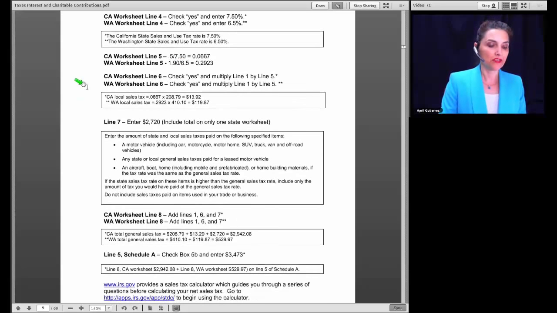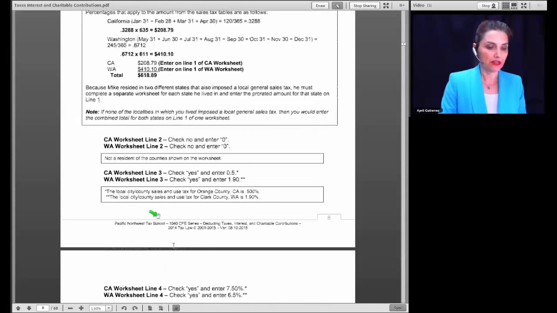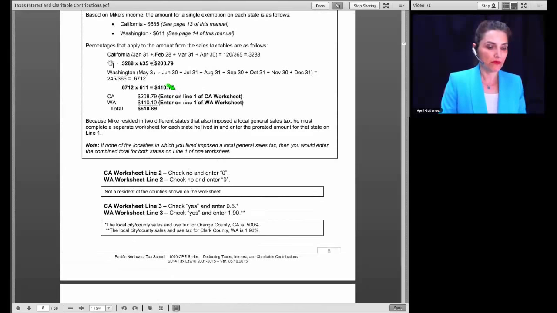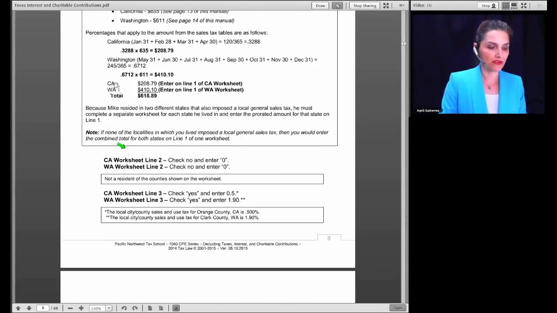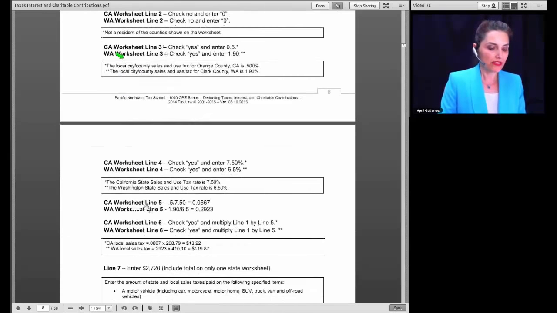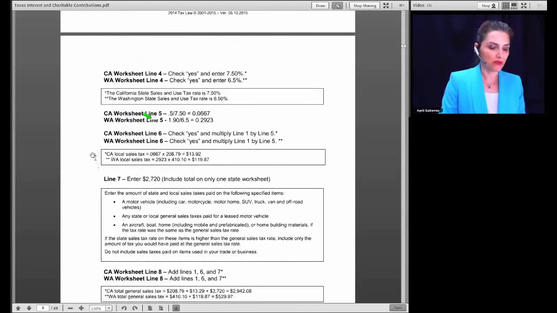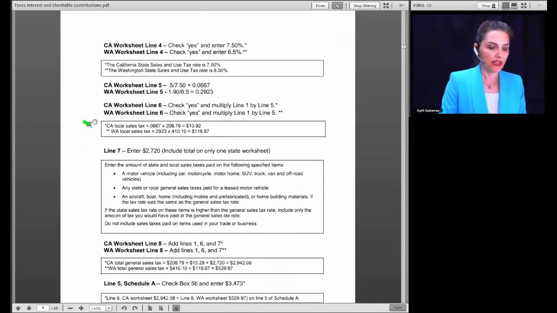The next step is to take these percentages for each local rate and multiply those by the total amount of sales tax deduction for the state. So if you remember up here, in this step, we came up with $208.79 for the time spent in California and $410 for the time spent in Washington. We're going to take those 2 numbers and multiply those by the ratios we got for the local rate. So for California, it's 0.0667 times $208.79. We get $13.92.